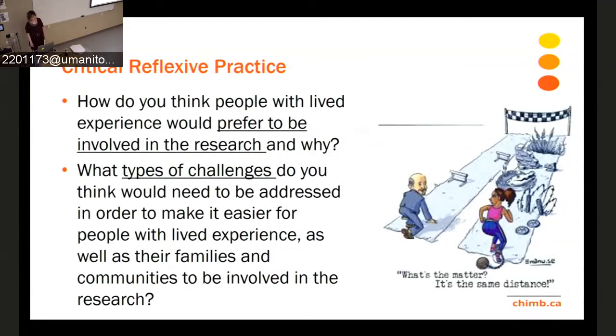What types of challenges do you think would need to be addressed in order to make it easier for people with lived experience, as well as their families and communities, to be able to fully contribute and be involved in the research? This means having conversations with people about how they would prefer to be engaged, and changing the way in which we do research.